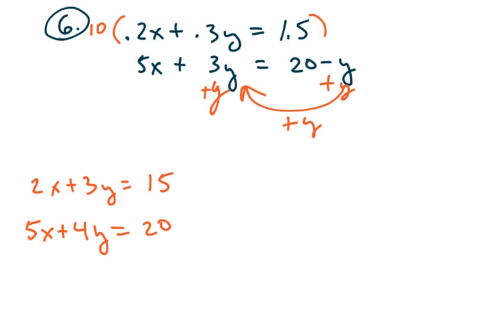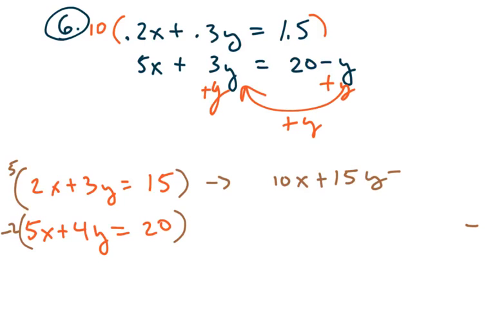Cool beans. We got the two equations set up, and here it's not so clear how to get x or y to match up. There's nothing that's glaringly sticking out. I'm just going to go ahead and multiply the top one by 5 and the bottom one by negative 2. And this gives me 10x plus 15y equals 15 times 5 is 75. On the bottom one, you get negative 10x minus 8y equals negative 40.